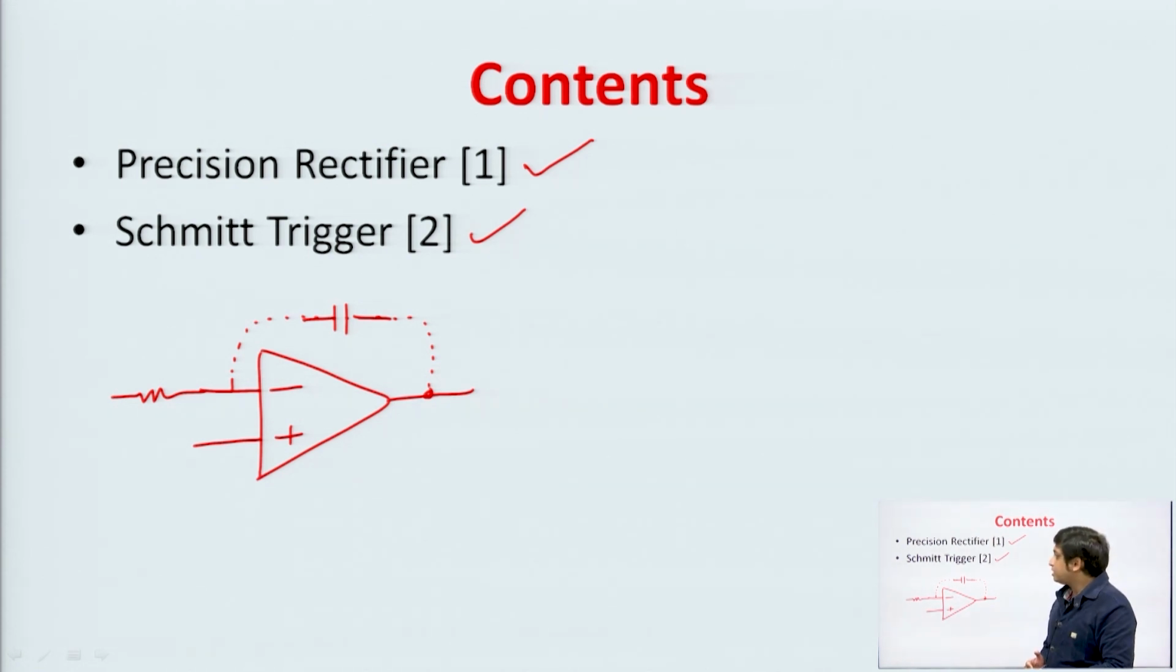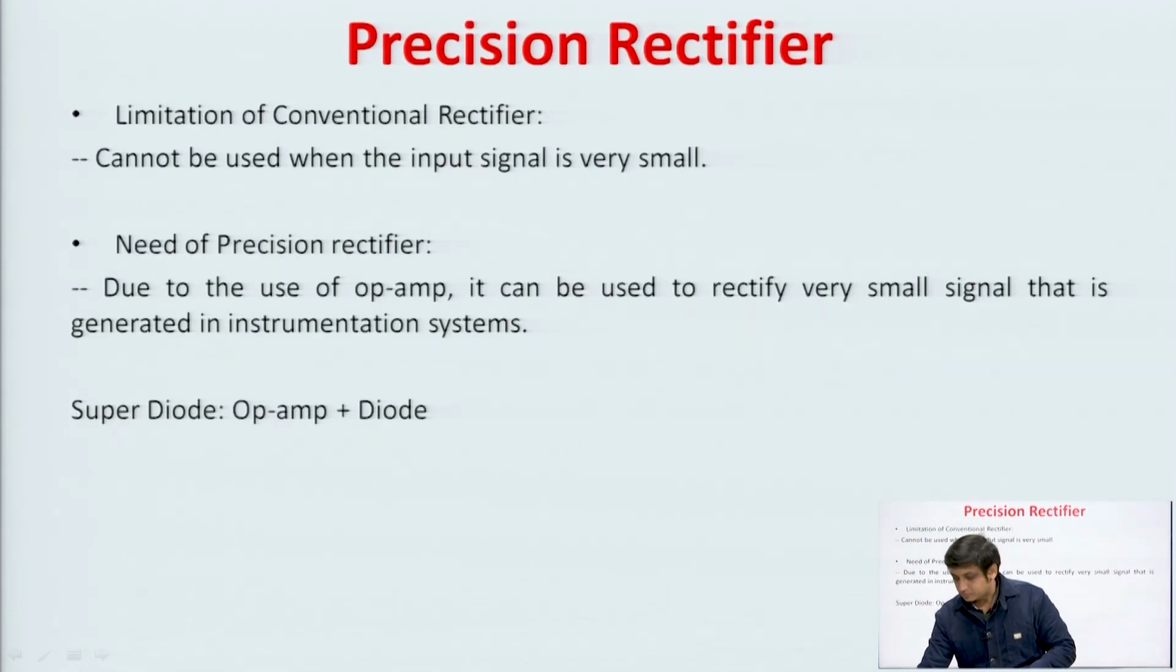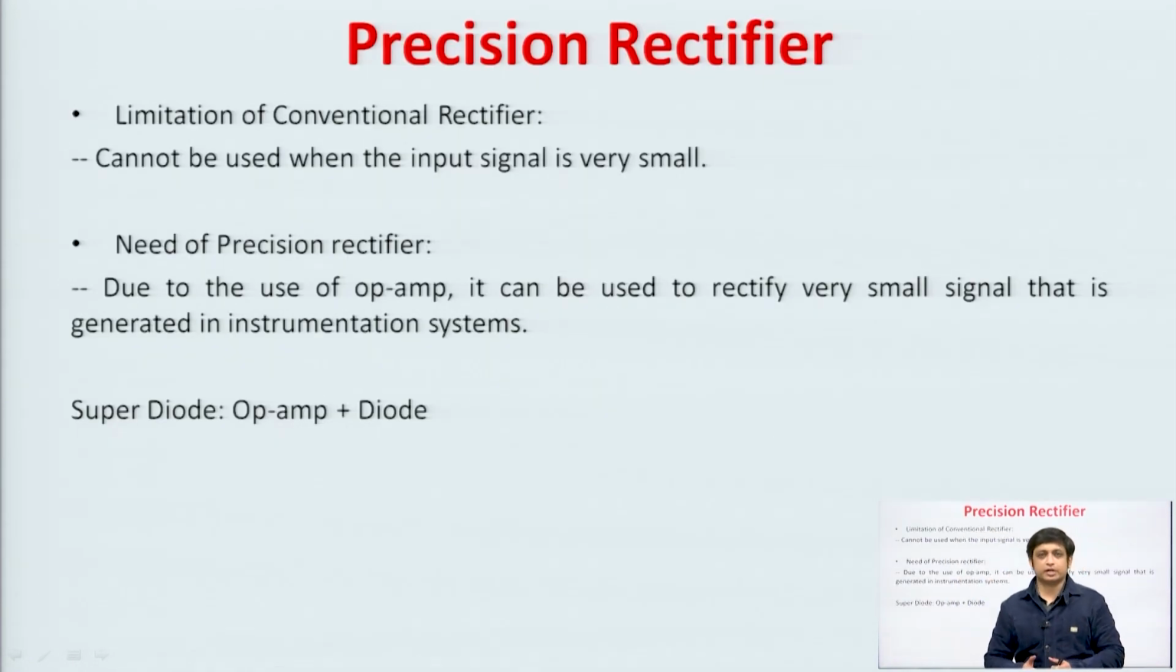Now, we are going to see another application of operational amplifier, that is the precision rectifier and Schmitt trigger. Firstly, I am going to start with the precision rectifier. First of all, we need to understand the difference between the normal rectifier, which you know, and this precision rectifier. A rectifier is a circuit which converts AC into DC, alternating current into direct current.